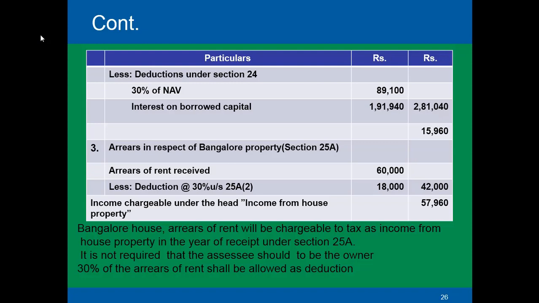So the income from deemed let-out property will be 15,960. She has received arrears in respect of the Bangalore property, which is chargeable to tax under section 25A. So the amount of rent received is 60,000 rupees. Now she will be allowed a deduction at the rate of 30% under section 25A subsection 2, which will be 18,000. That means 42,000 will be treated as chargeable under section 25A. So the income chargeable under the head income from house property will be 57,960.